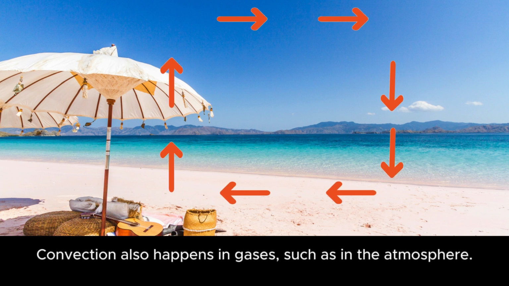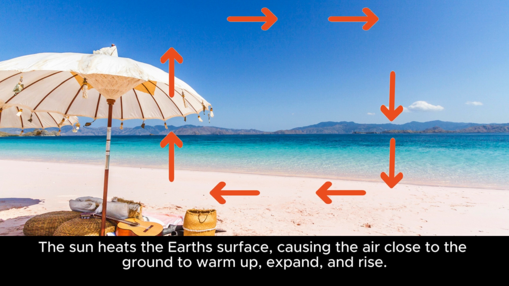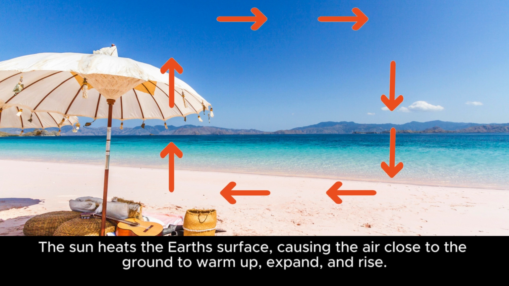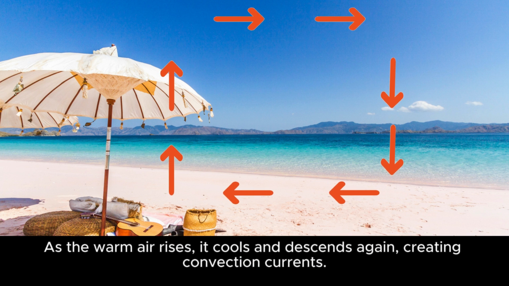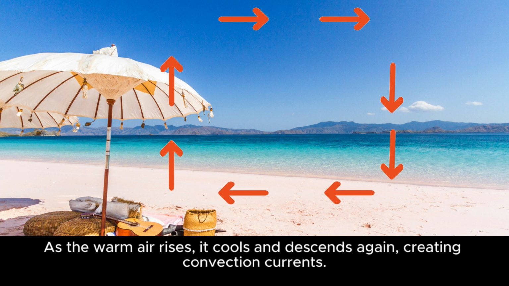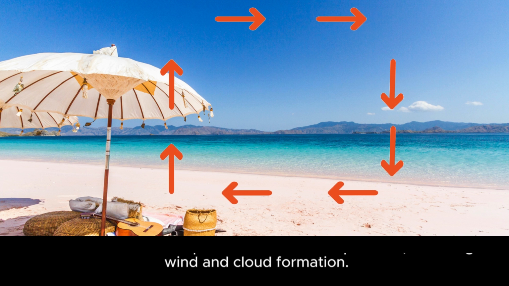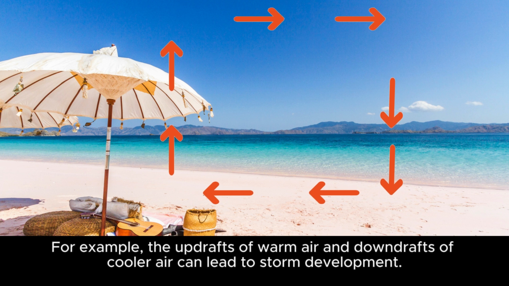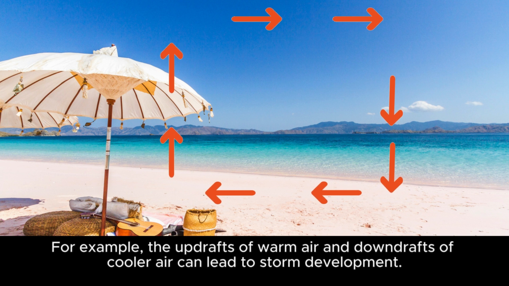Convection also happens in gases, such as in the atmosphere. The sun heats the Earth's surface, causing the air close to the ground to warm up, expand, and rise. As the warm air rises, it cools and descends again, creating convection currents. These currents are responsible for weather patterns, including wind and cloud formation. For example, the updrafts of warm air and downdrafts of cooler air can lead to storm development.